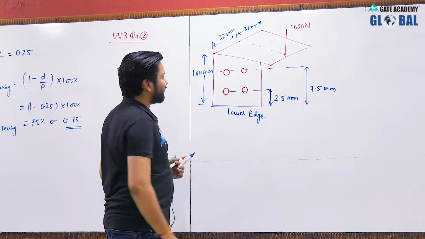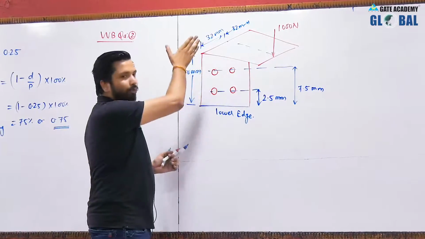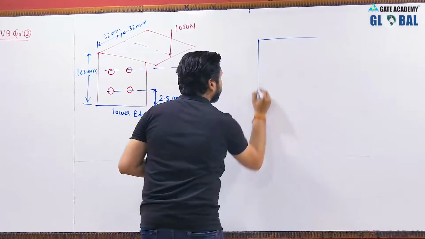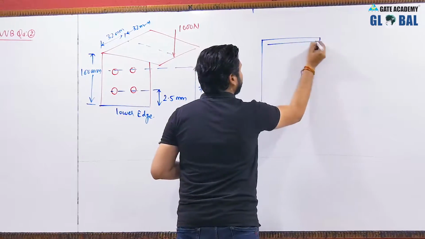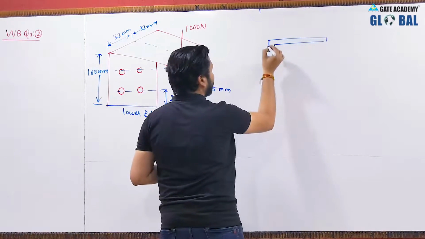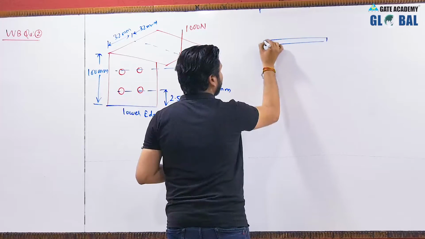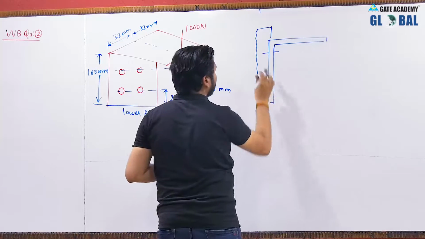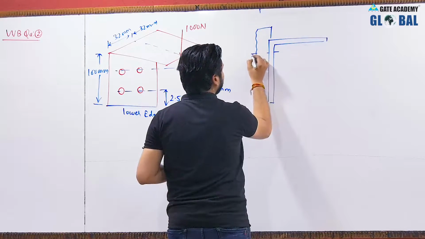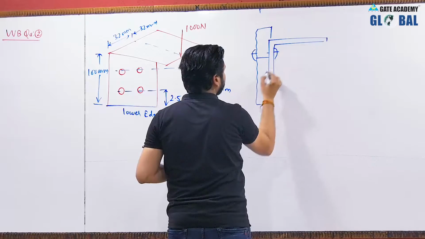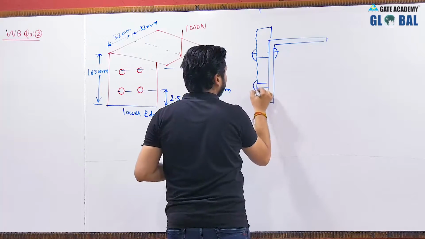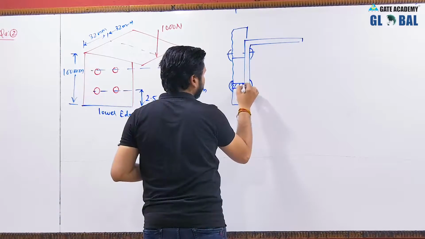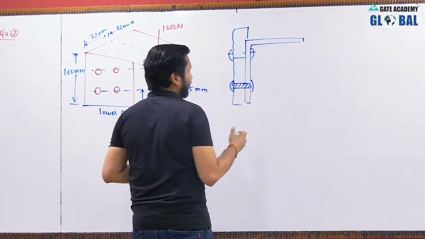Now here you can see, as this bracket is connected to a wall, if you draw the side view, then you can analyze the connection. This is the bracket, which is being connected to a wall through a riveted connection. So let us say this is the wall, and here we have rivets, a rivet like this, passing through the bracket and the wall.